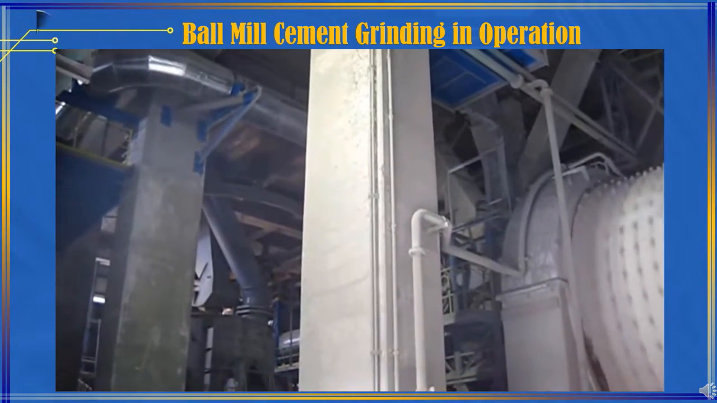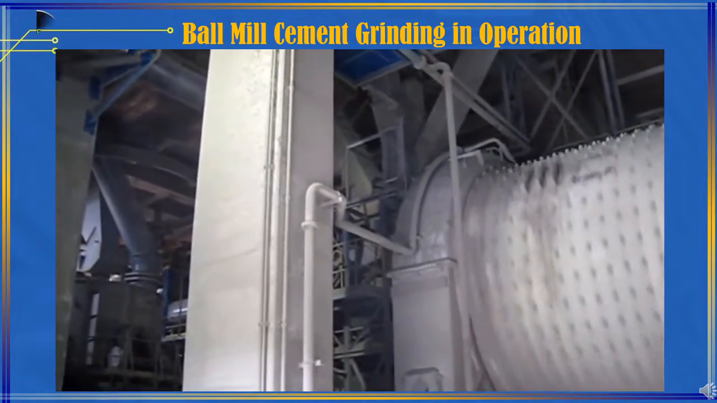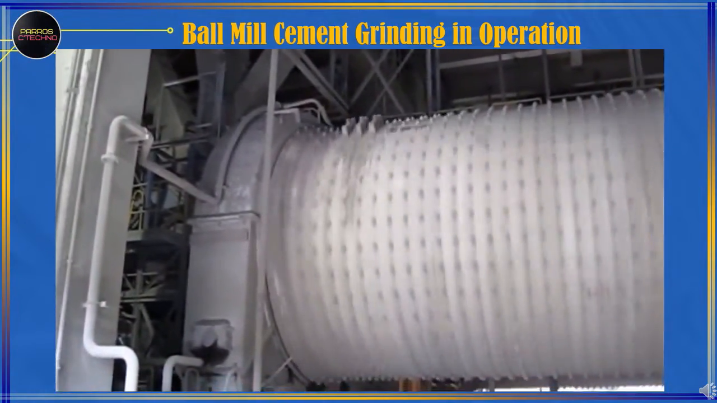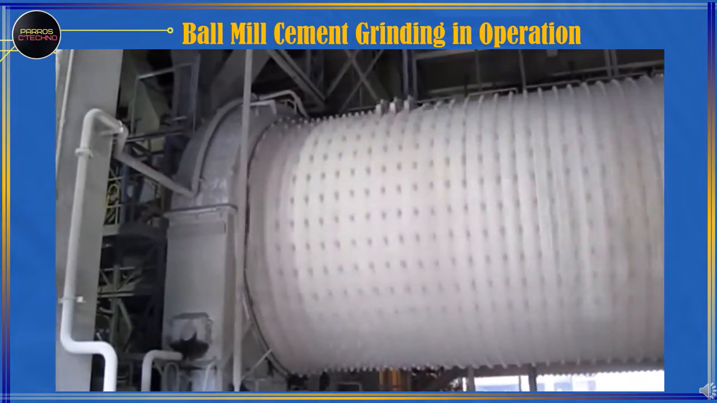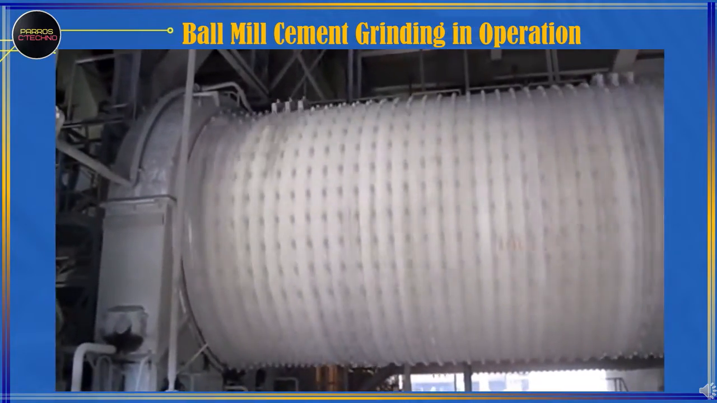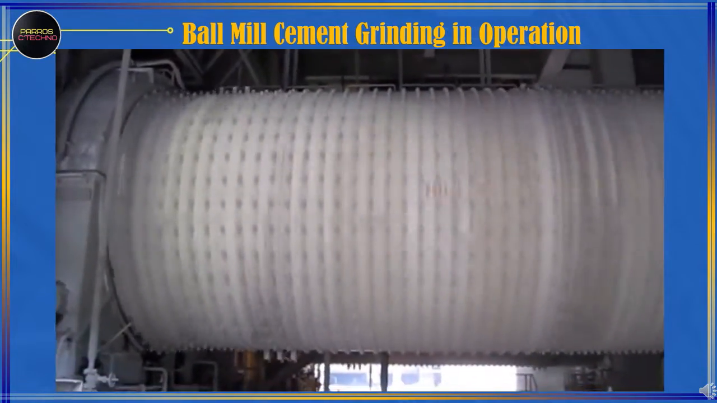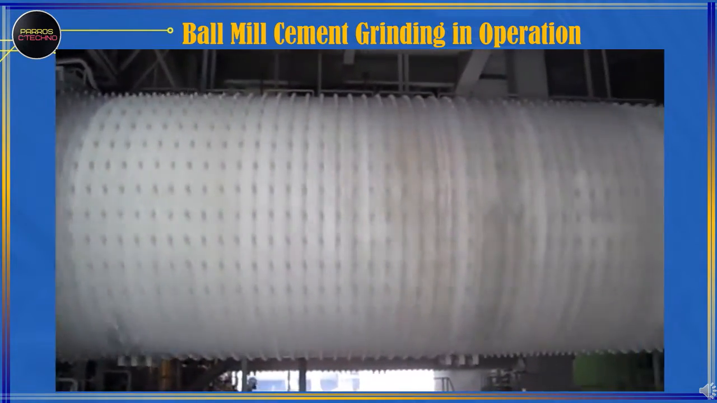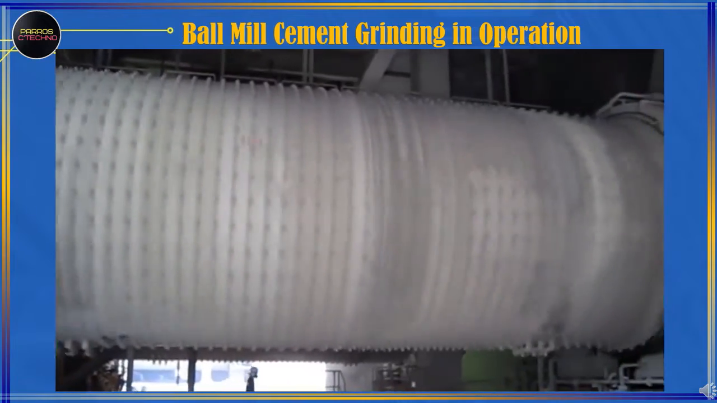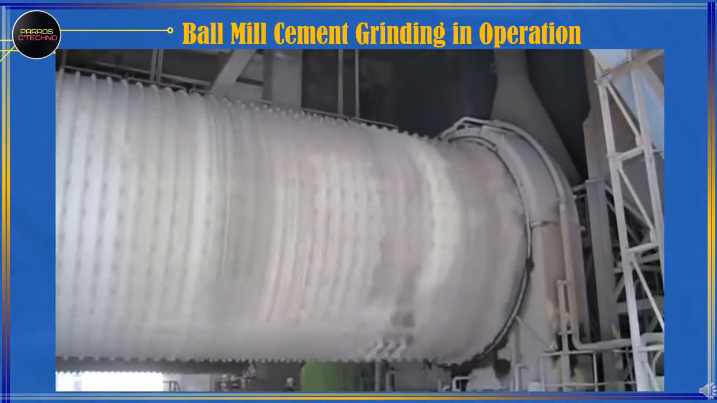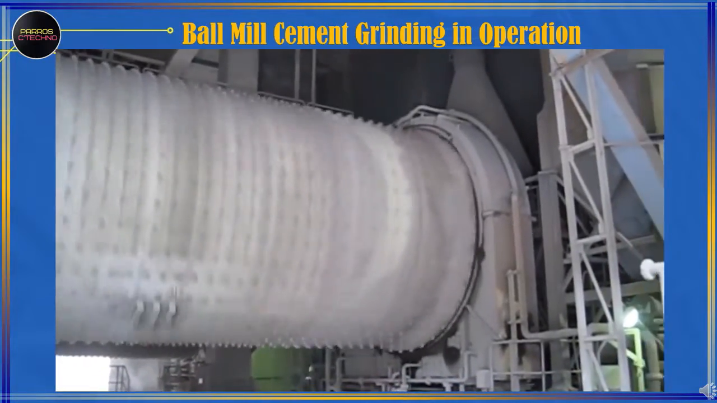Ball mill cement mill in operation. This is an example of a ball mill with a cement production capacity of 200 tons per hour. Ball mill diameter is 4.5 meters and length is 13.5 meters. Ball mill rotation speed is 13.8 rpm, with a drive motor power of 4,500 kilowatts.